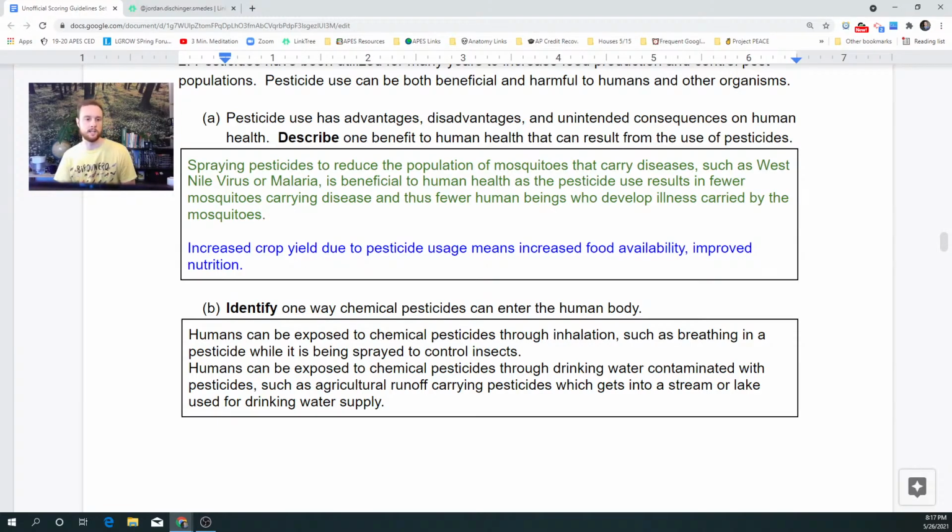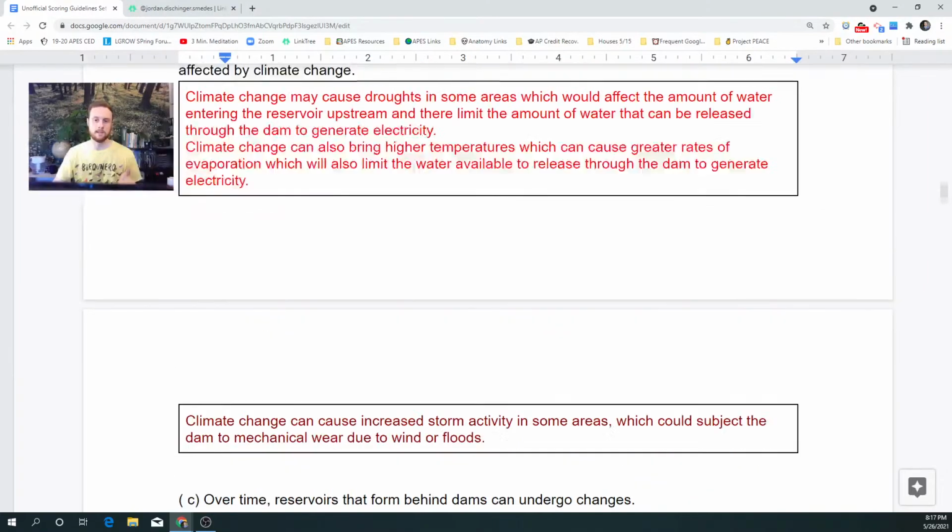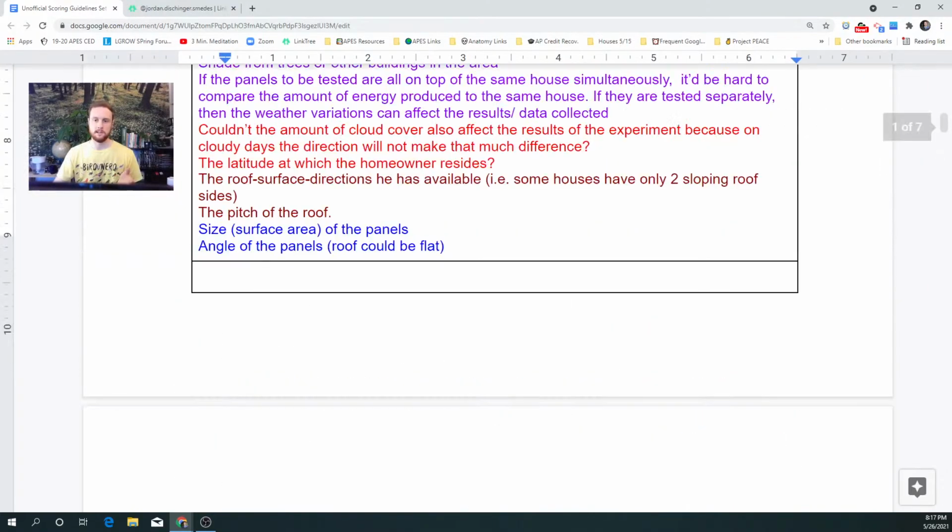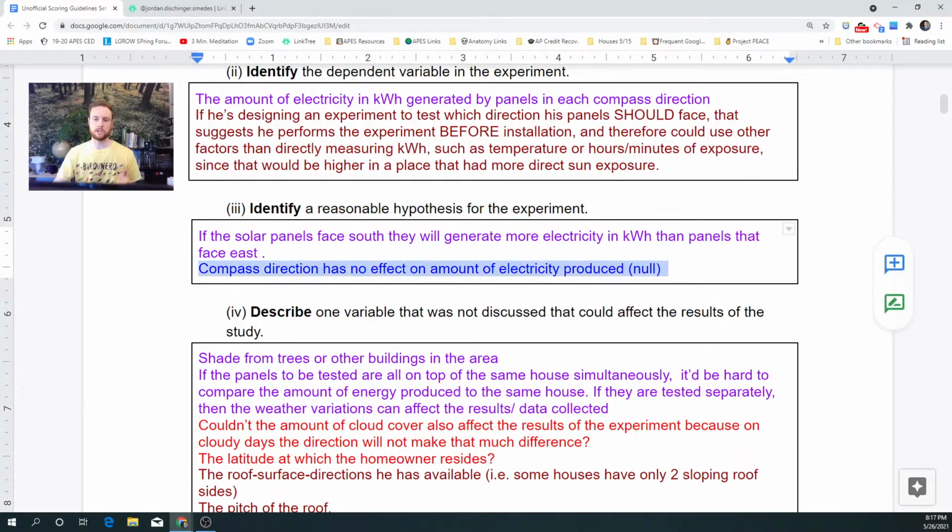I want to answer another question from Sarah. Would you have to get a correct hypothesis for the point? No. That's the beauty of the hypothesis, Sarah. You don't necessarily have to be right. Notice you can even give a null hypothesis. A null hypothesis is that compass direction has no effect on the amount of electricity produced. So if you're panicking, go with a null hypothesis.